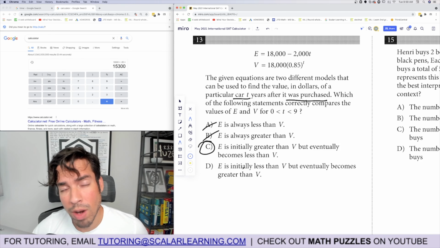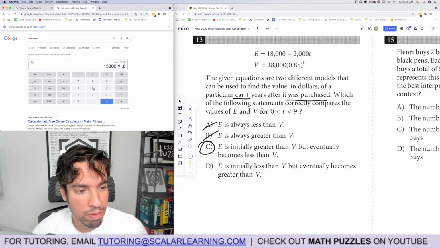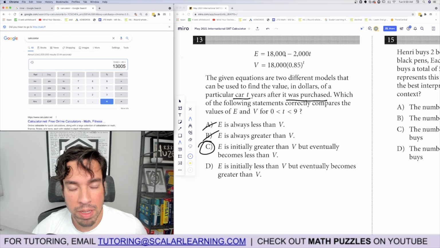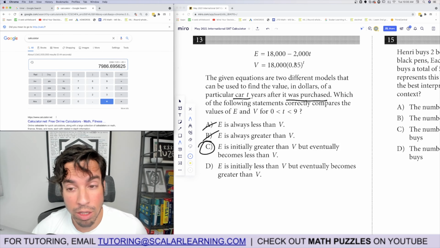And yeah, I mean, you could graph these functions and I could show you that, but this is pretty much definitive right here. And then if we multiply it again by 0.85, then it's at 13,005. This one would be at 14,000. Multiply it again by 0.85. 11,000, that would be at 12,000. 9,000, this one would be at 10,000. 0.85 again. See, now they're getting closer. This is 7,900, that's 8,000.